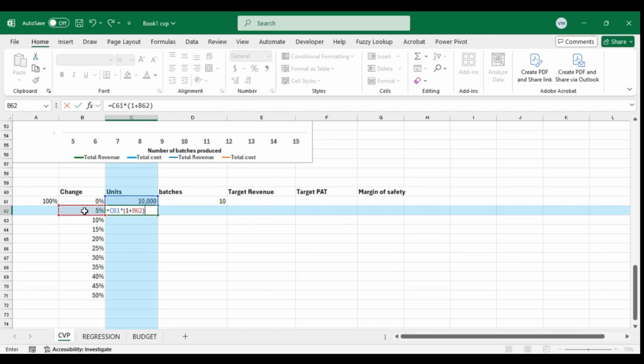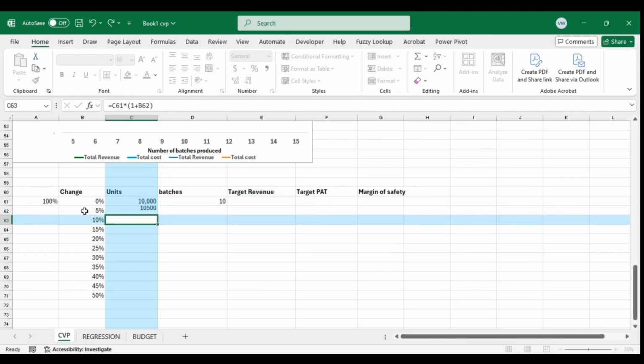So that will be the 10,000. If it increases by 5%, that will be 10,500. So 10,500 is actually 5% above the break-even point. So if the break-even point had 10,000 units, then 5% above the break-even point will have 10,500 units. And that is what we need to do the same for all the rest.